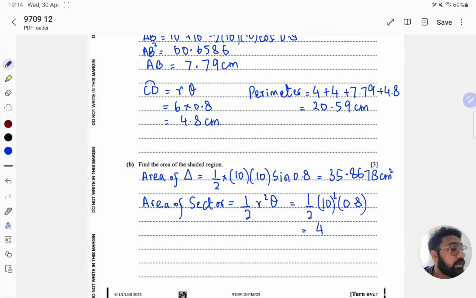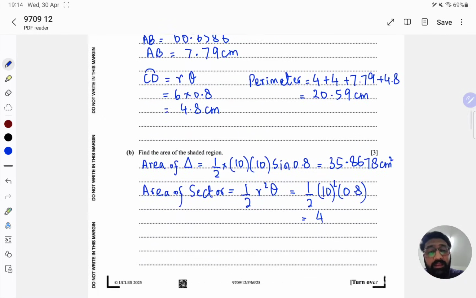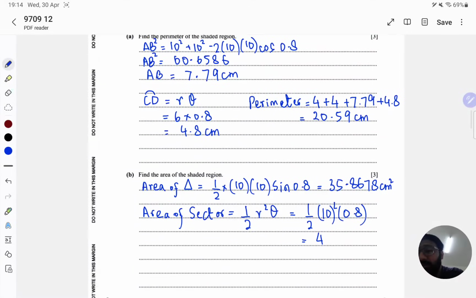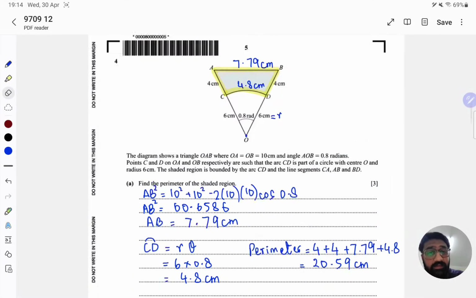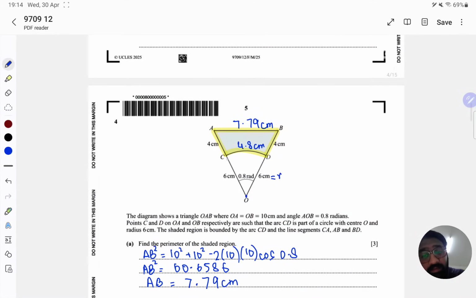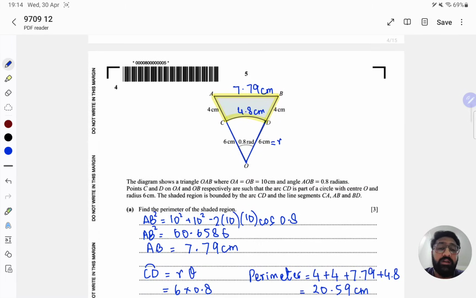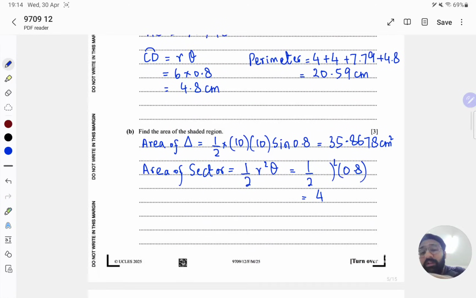Sorry, the radius is not 10, it's 6. This is the radius of the sector, so this is 6. The complete length of the triangle side is 10. So it's 6. So 36 times 0.5 times 0.8, which is 14.4 centimeter square.